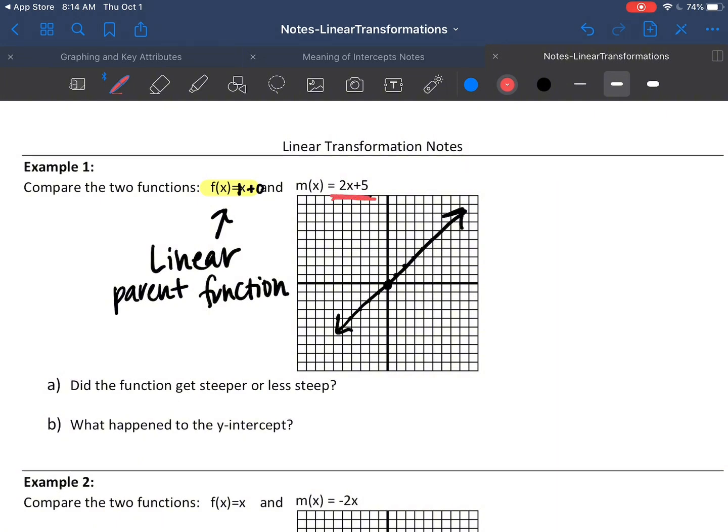Looking at m of x equals 2x plus 5, let's switch to this color. He's got a y-intercept of 5. 1, 2, 3, 4, 5. So he's been shifted up from our parent function. And then he's got a slope of 2. So instead of going up 1 over 1, remember we can rewrite the slope. I don't want to use m because they're using m for the function, so I'll just say slope of 2 is rise 2, run 1. If I go backwards, I would go down 2 and back 1, maintaining that slope.